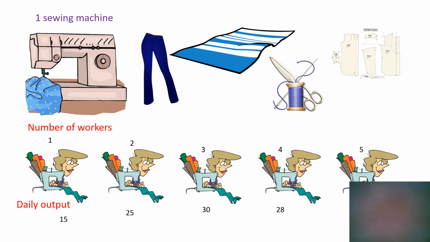But then as we continue to add additional workers to just one sewing machine, we see that things start to fall off. So the fourth worker only contributes 28 and the fifth worker something even less.